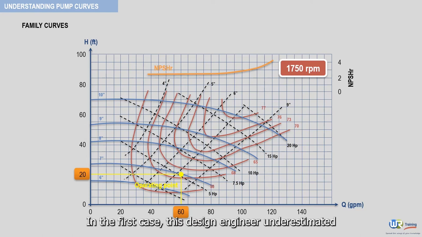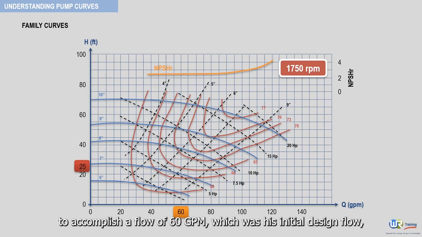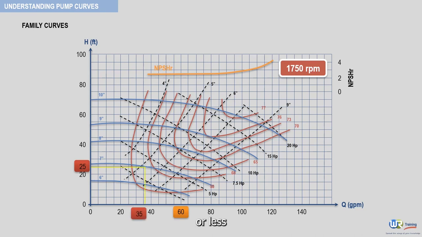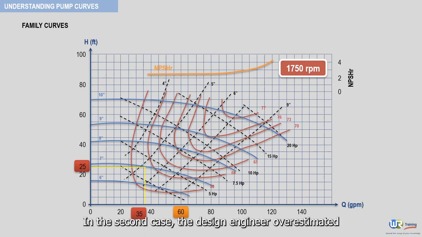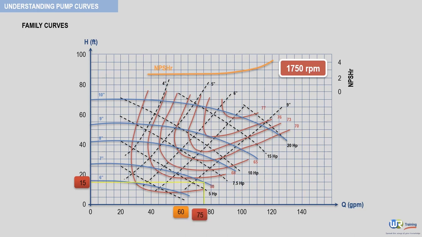In the first case, this design engineer underestimated the head requirement. In fact, it is 25 feet and not 20. Unfortunately, what that means for the designer is that he will not be able to accomplish a flow of 60 GPM, which was his initial design flow. And that he will be instead stuck here, around 35 GPM or less. In the second case, the design engineer overestimated his head requirement. 15 feet instead of 20. The result is a pump providing too much flow, roughly 75 GPM instead of 60.